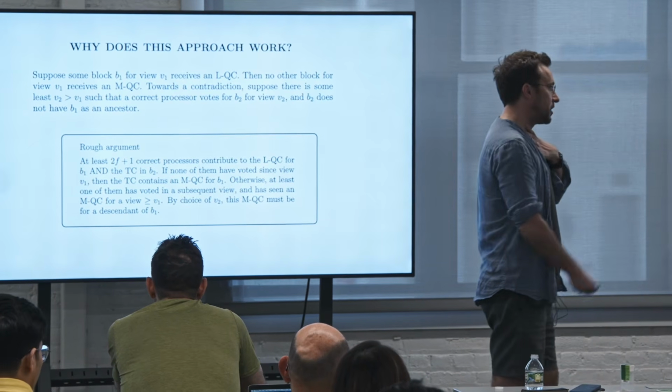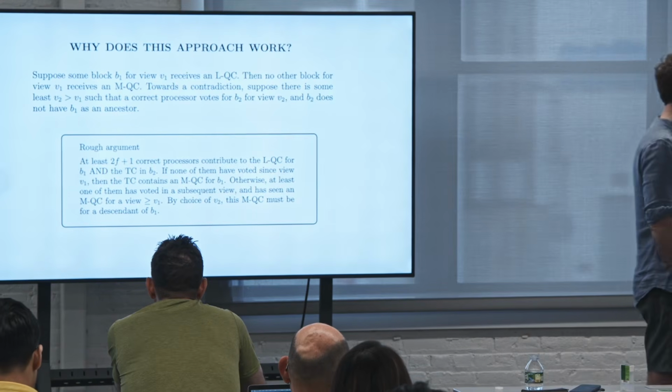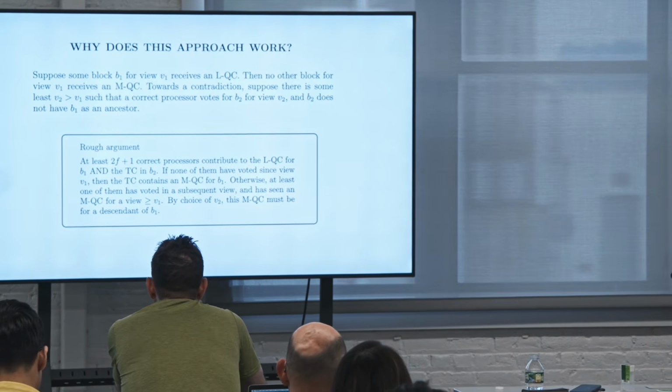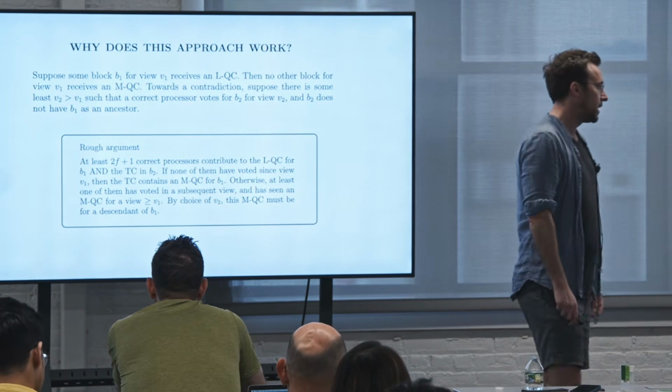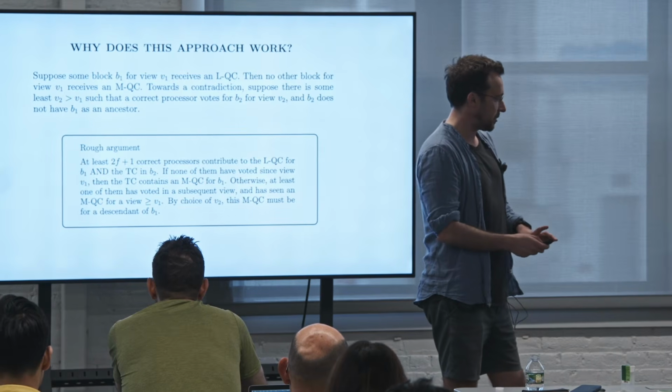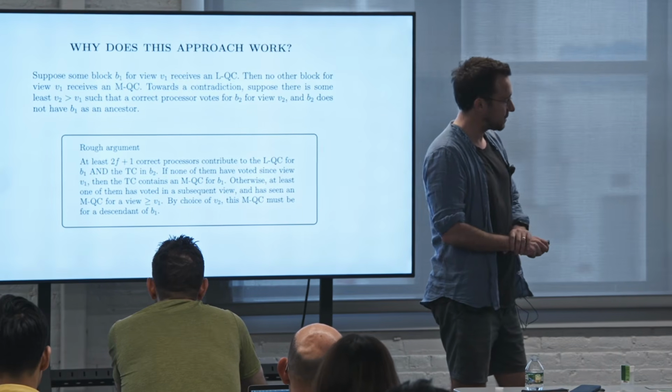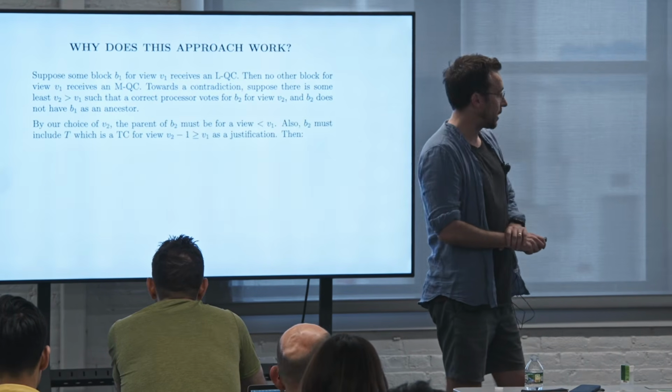Otherwise, at least one of them has voted in a subsequent view, and that means they've seen an MQC for a view greater than V1, if they voted for it. So by choice of V2, this MQC must be for a descendant of B1. So that's the rough idea. We'll see it in a bit more detail.